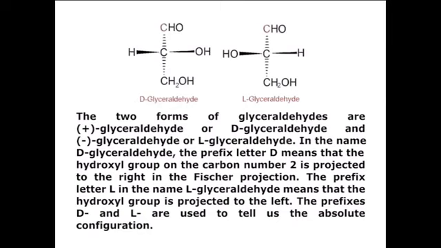In the name D-glyceraldehyde, the prefix letter D means that the hydroxyl group on carbon number 2 is projected to the right of the Fischer projection. The prefix letter L in the name L-glyceraldehyde means that the hydroxyl group is projected to the left. The prefixes D and L are used to tell us the absolute configuration.